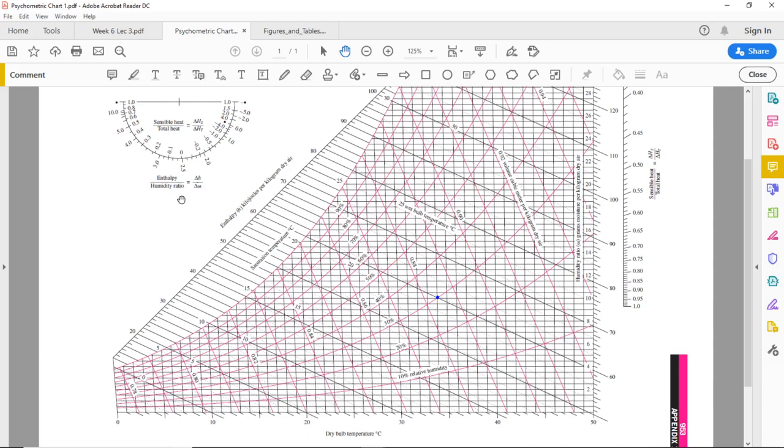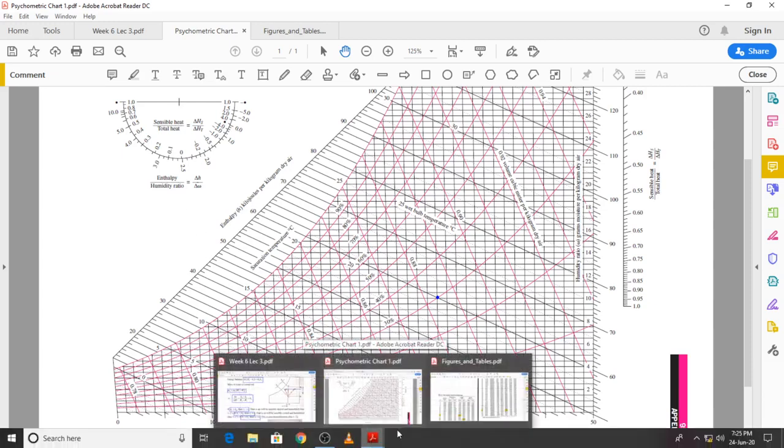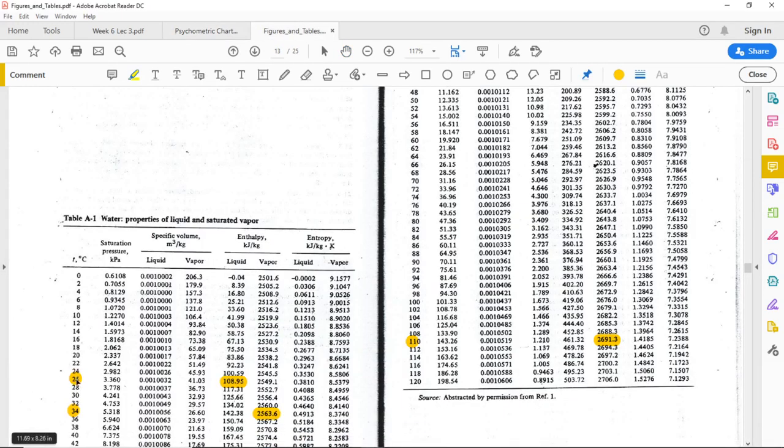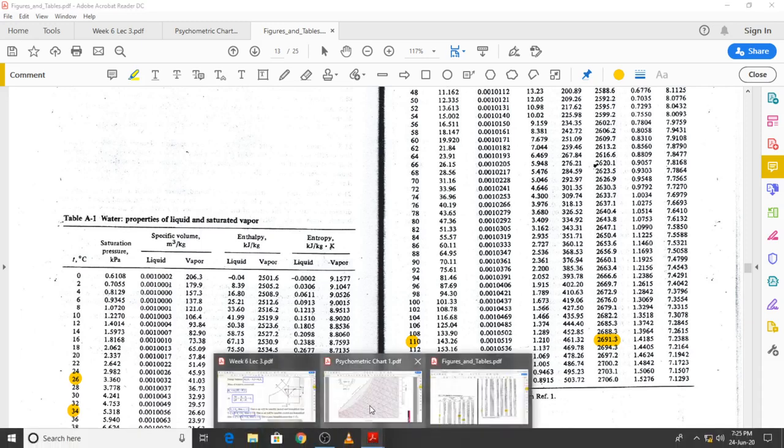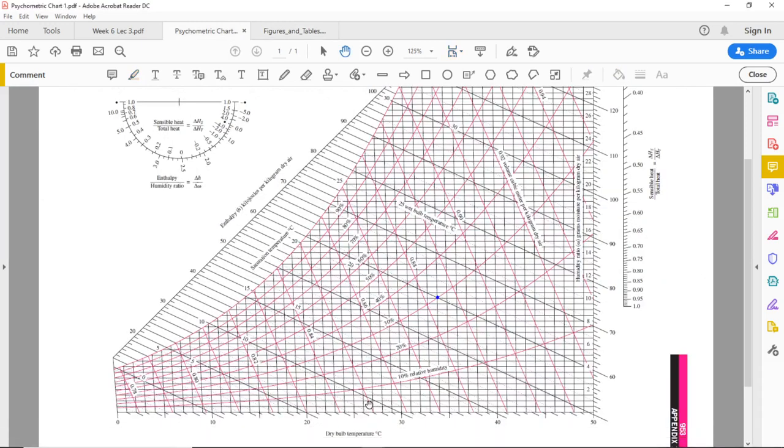And as I said, I will start with water at 26 degrees C, and for that I will again move on to the table, and you can see at water at 26 degrees C, because it's liquid, the enthalpy is 108.95 kilojoule per kilogram. So that means delta H is 108.95 kilojoule per kilogram. Delta H by delta W is 108.95 kilojoule per kilogram. Delta H by delta W is equal to HW.